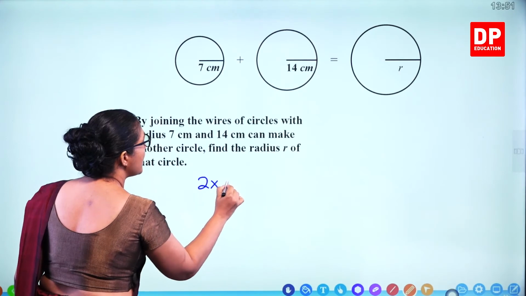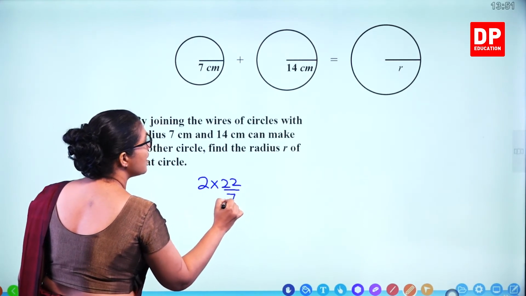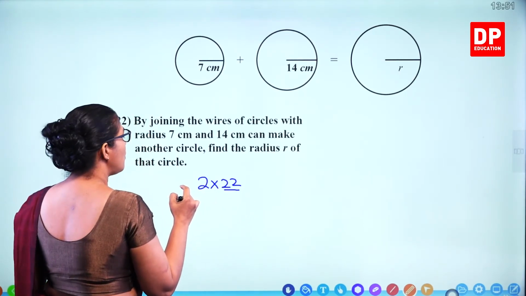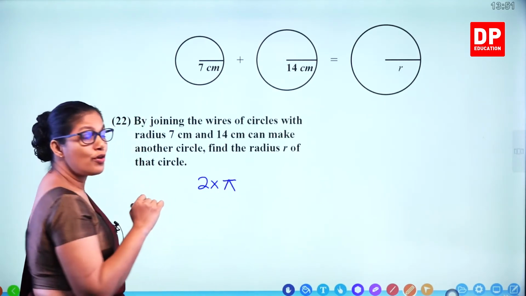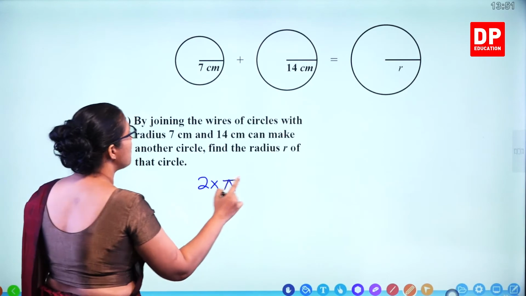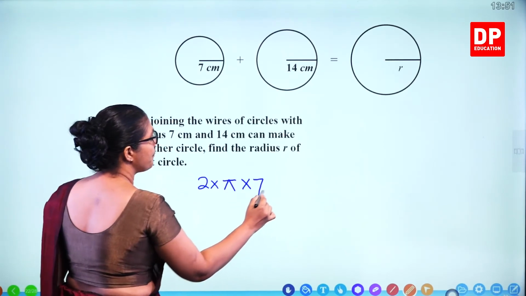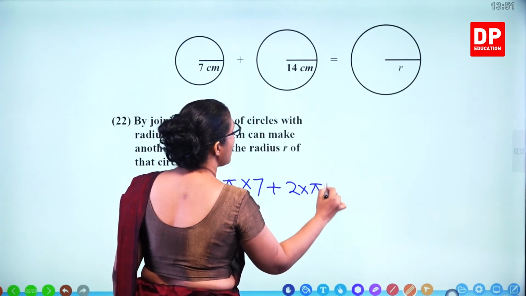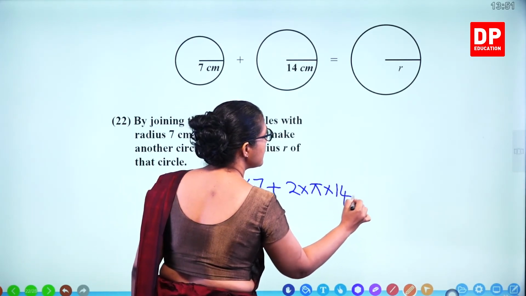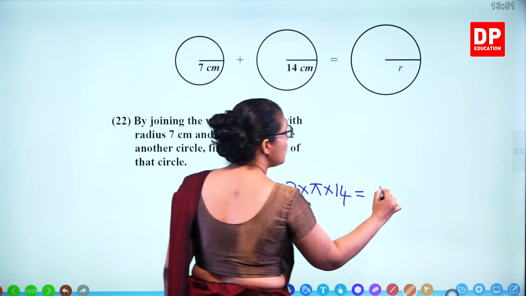2 pi, where pi means 22 over 7. Here you don't need to write down the pi value, so it gets cancelled out. I'll show you. 2 pi r: 2 times pi times 7, plus 2 times pi times 14. Radius is that. Now what's the new radius?